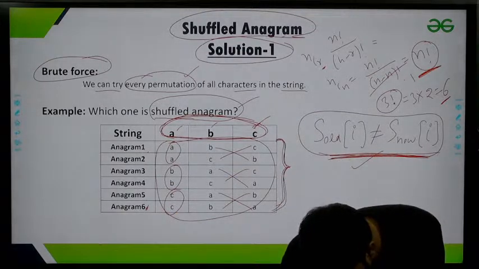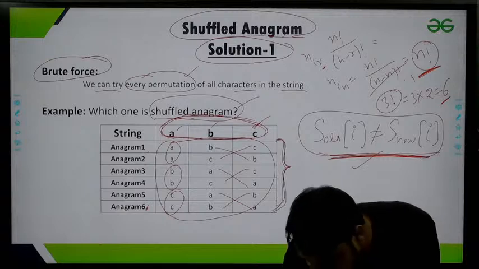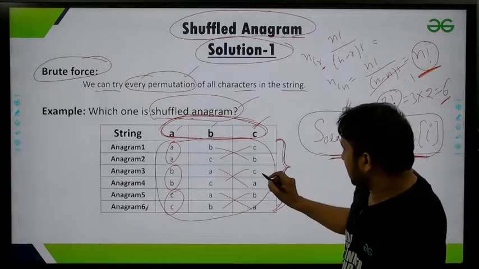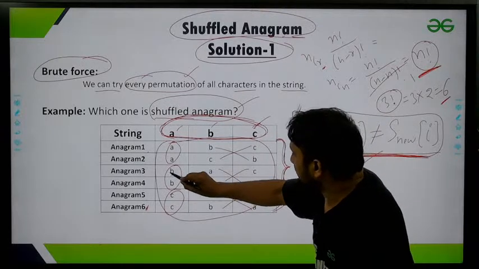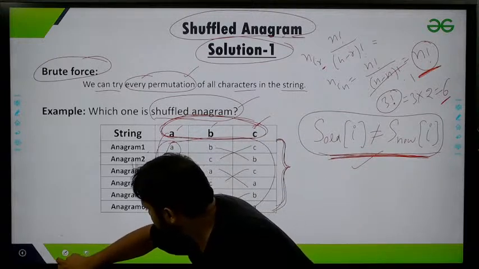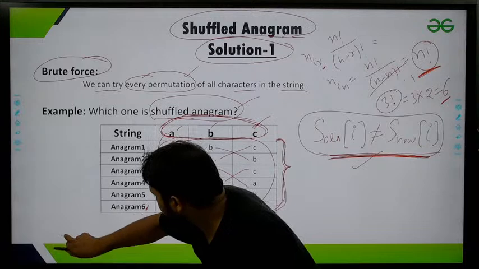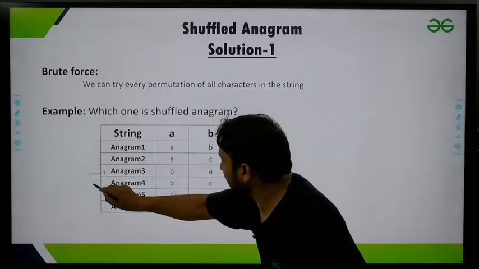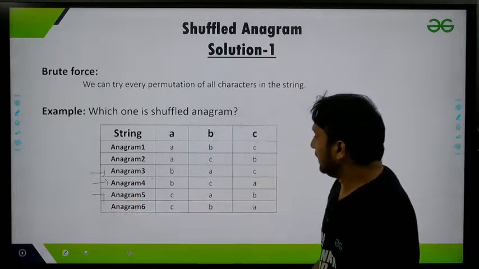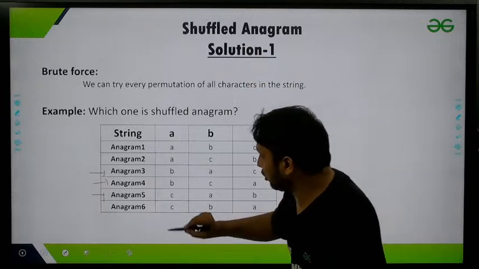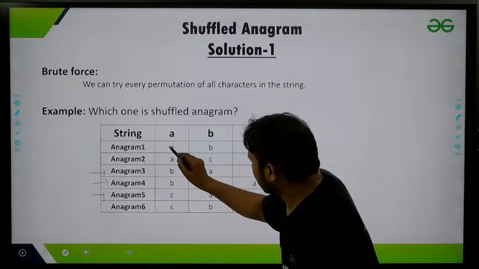Dheeraj says 3, 4, 5 are the right shuffled anagrams. Let me check. You are saying 3. Let me rub the board first. So you are saying 3rd, 4th and 5th are the shuffled anagrams we are looking for. Okay, so let me compare.